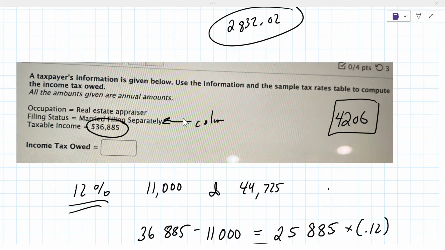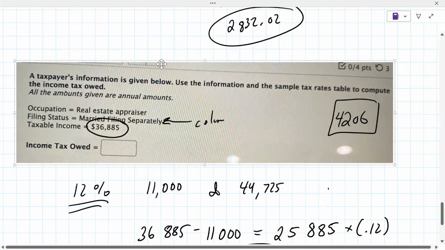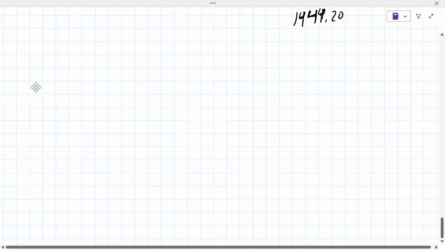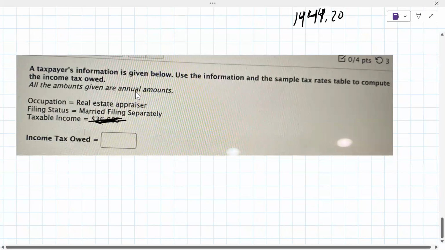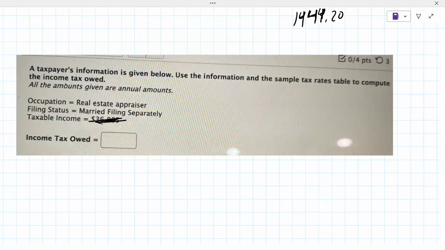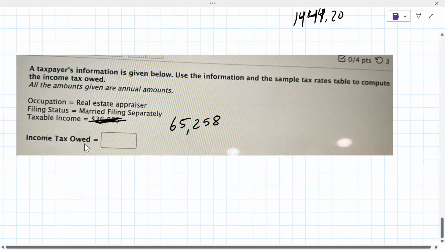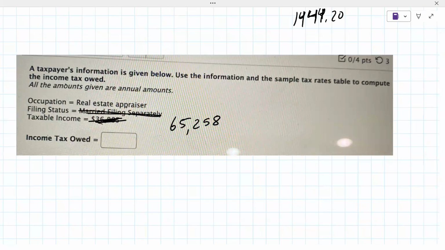Do you have a different problem now with a new number? I can do a similar question. Just give me the, unless these other things have changed. Hopefully, it's still married filing separately. It's gonna be single, and the income tax is 65,258. It's still married filing separately? No, it's single now. This one's more complicated.